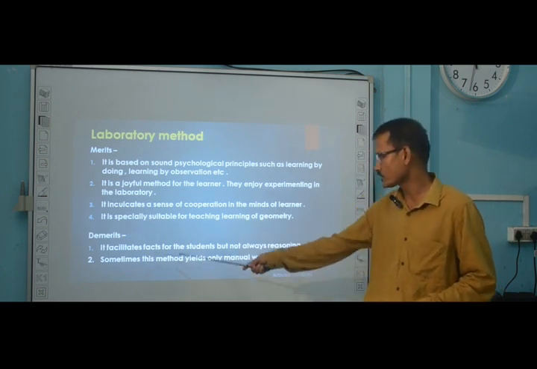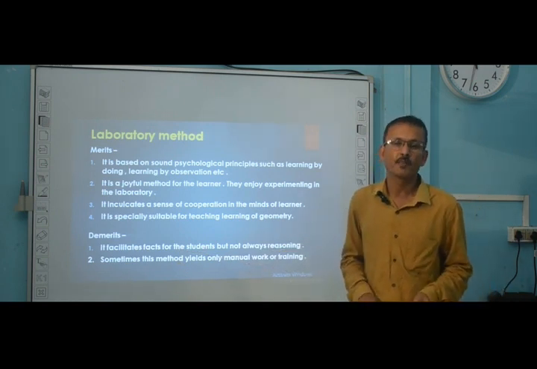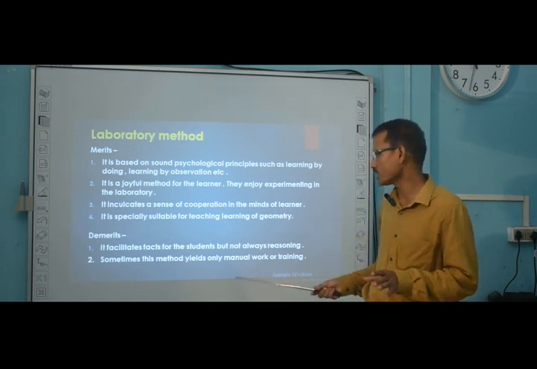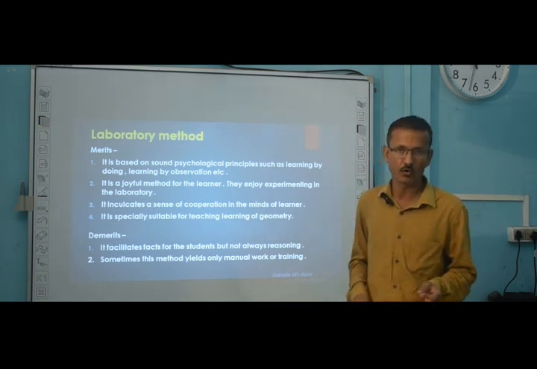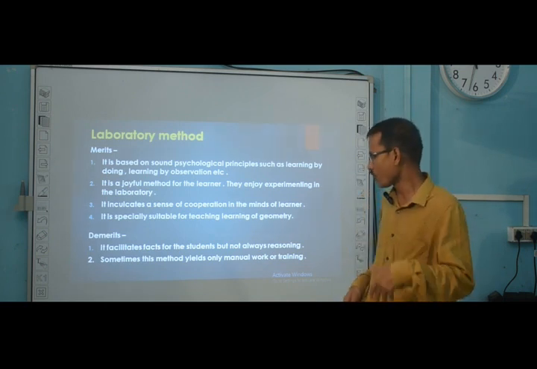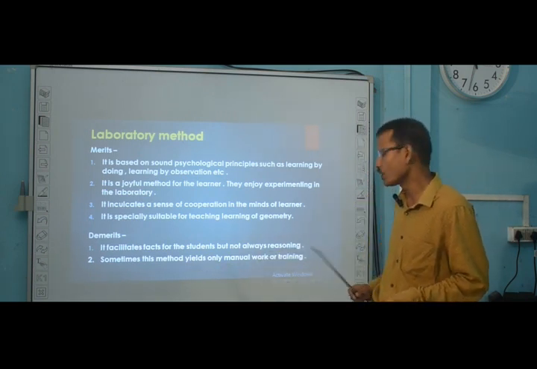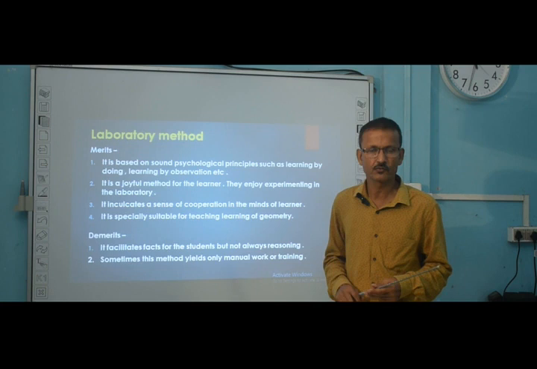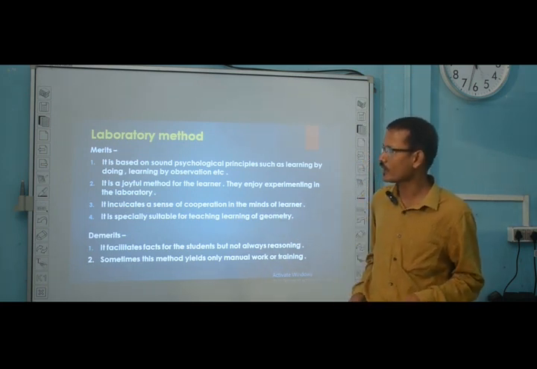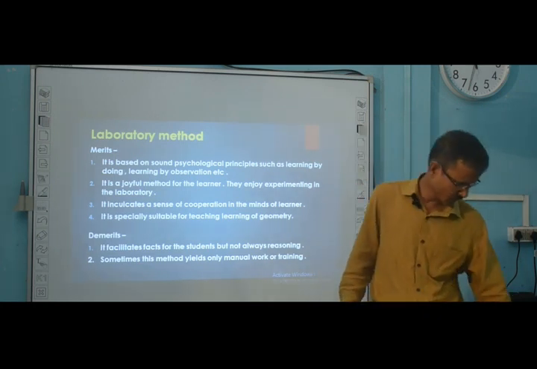And number two is that sometimes this method yields only manual work or training. Sometimes without any reasoning, some students may go for just manual-like work. Maybe he will understand nothing, but he will go on doing something mechanically, and that may be a kind of manual work or training. So that is another demerit. But all in all, we can say the laboratory method has more merits.